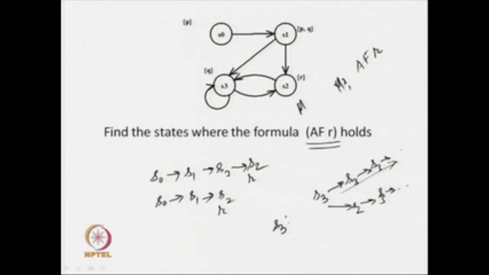In state S3, it does not satisfy A[F R], because we get one path where R is not true. Now, when we start from state S2, what will happen? From S2 we go to S3, then to S2, again S3, like that, or maybe from S2 we go to S3, then it remains in S3. Here you see that in this path somewhere we come back to S2 and R is true over here, but if you follow this other path, S2 is not true.